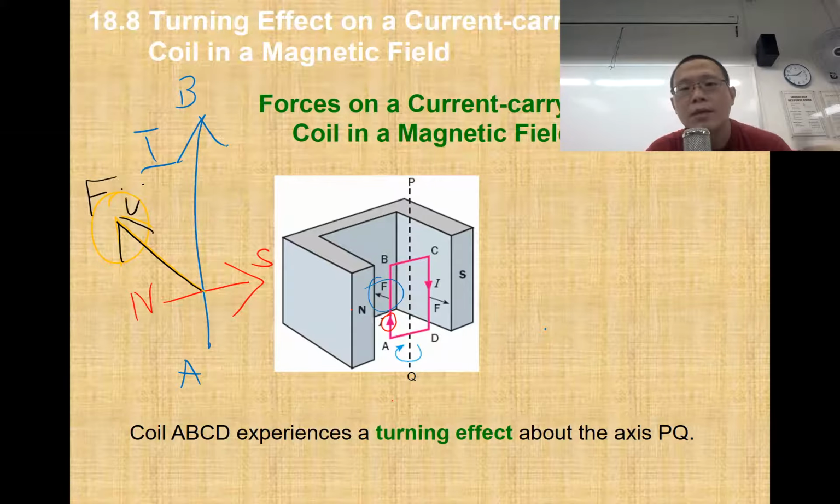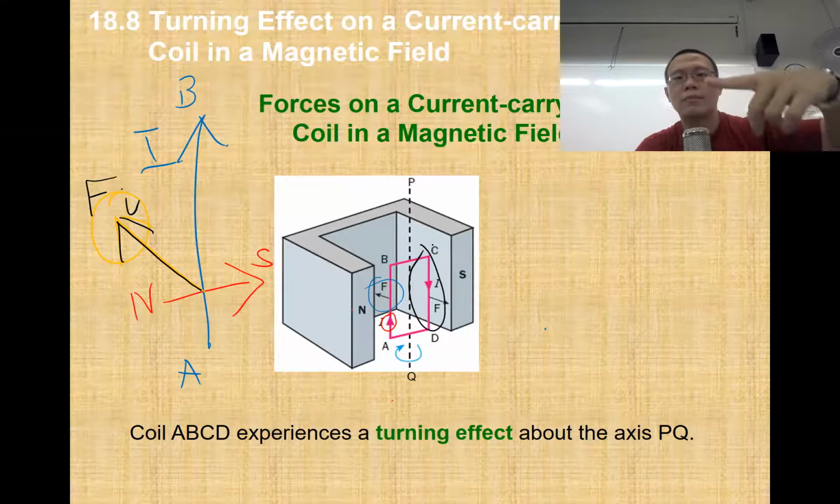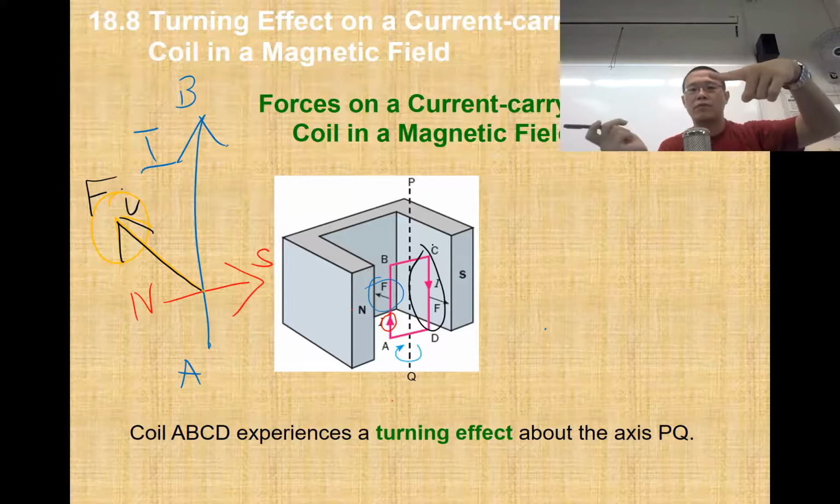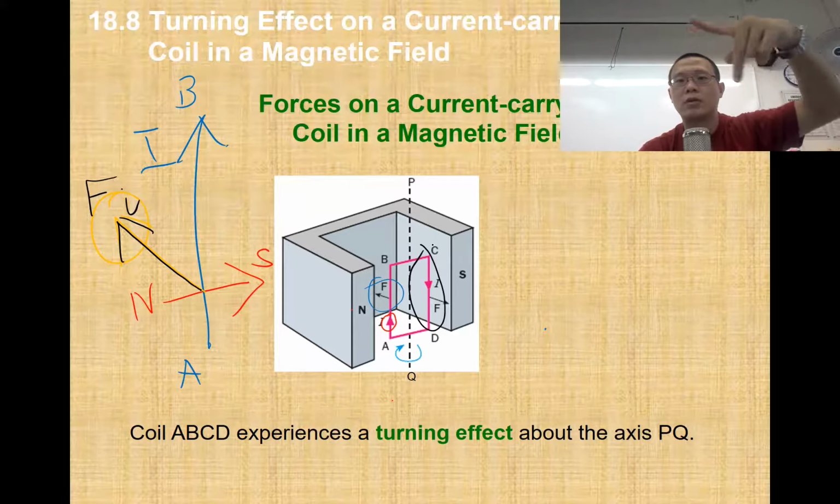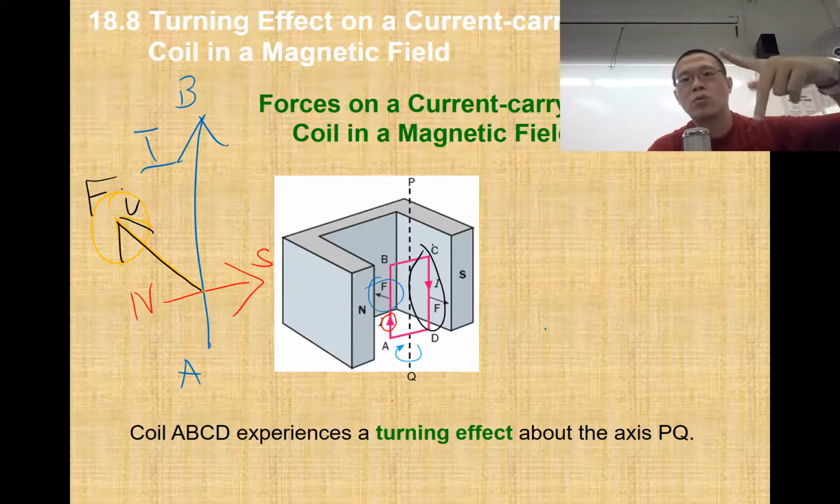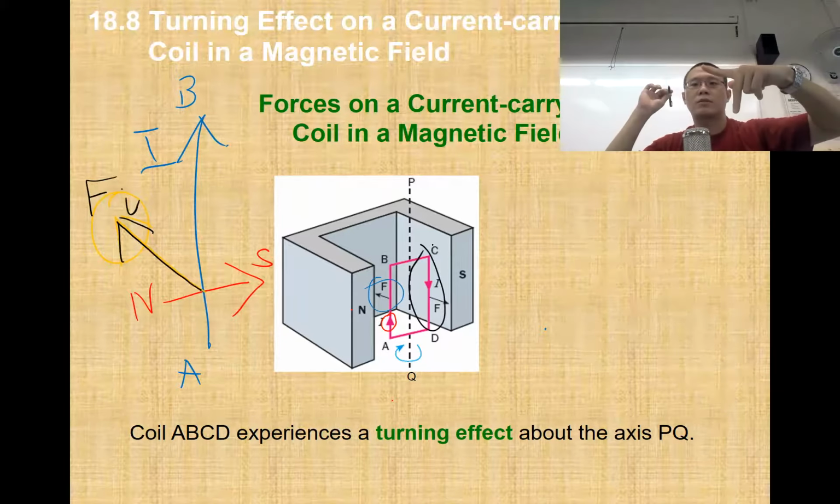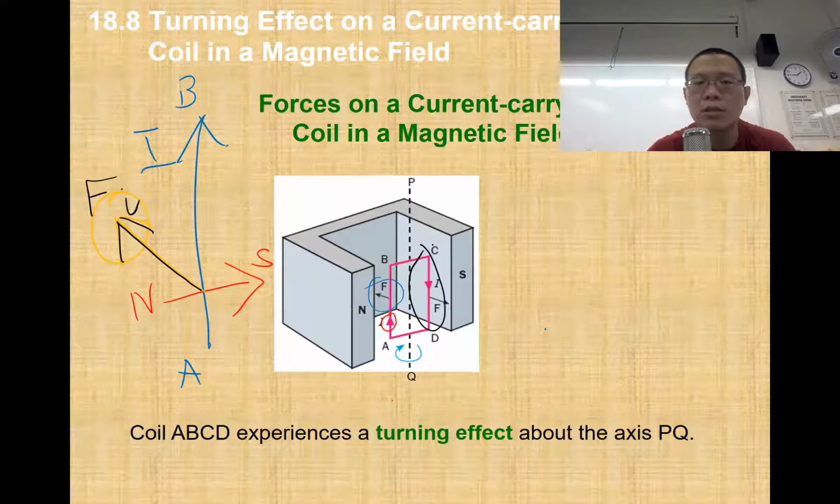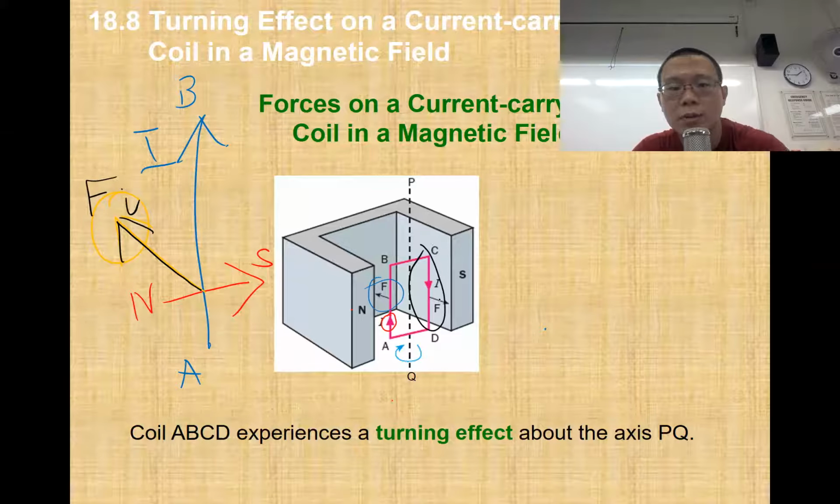Similarly, if you look at the other side here, if you reverse the thing, same thing: your field is north to south. Now your current is from C to D, so your current is downwards. If you let go of your thumb, it will point towards you, outwards. You're pushing the rod CD outwards. So the force here will be outwards.